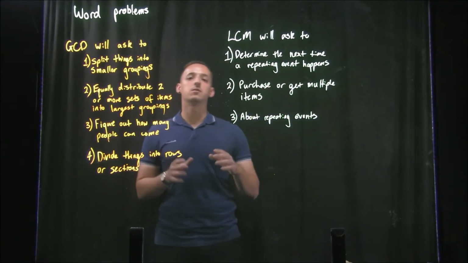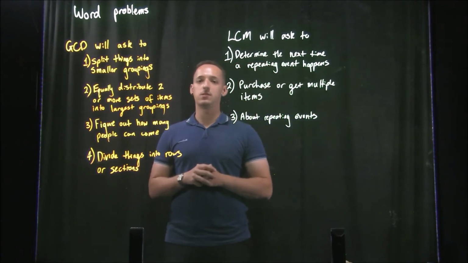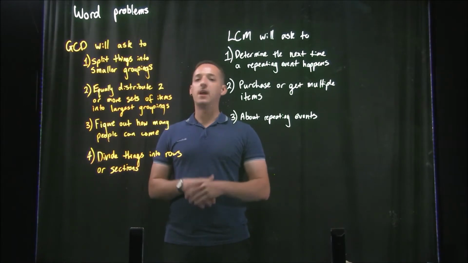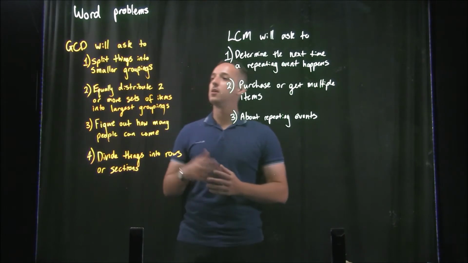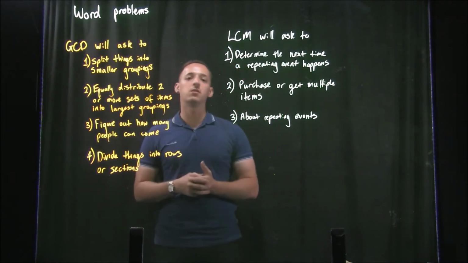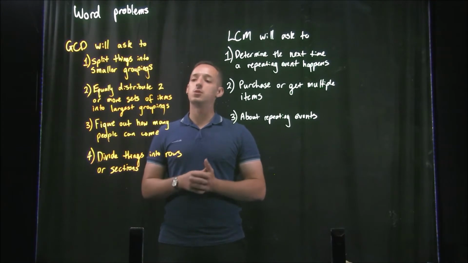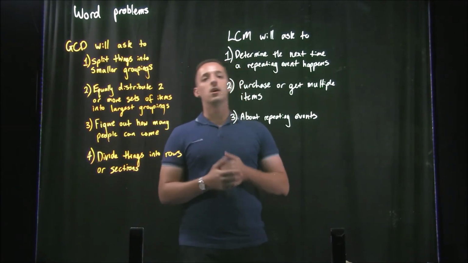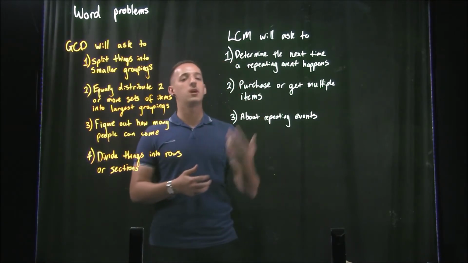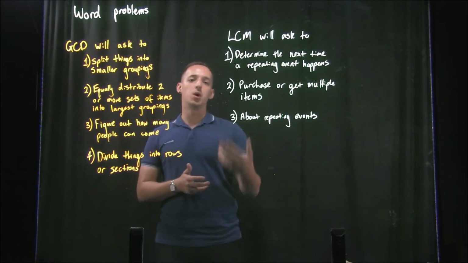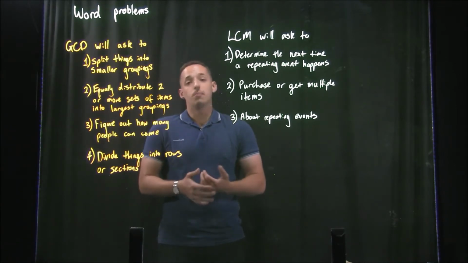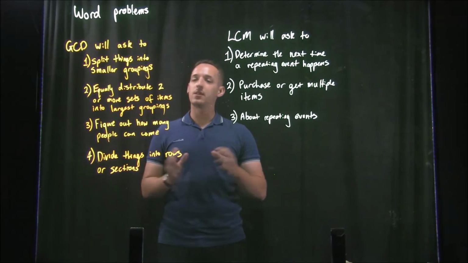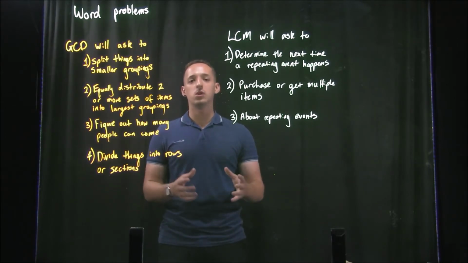So here's my two lists, and don't by any means think these are extensive or final. These are the types of questions they will ask you. They do not encompass every possible question you will find. But GCD will ask you to split things into smaller groupings, equally distribute two or more sets of items into largest groupings, figure out how many people can come, or divide things into rows and sections. LCM will ask things such as determine the next time a repeating event happens, purchase or get multiple items, or about repeating events in general. Now, as I said, they're not extensive, but these are the type of questions we would have.